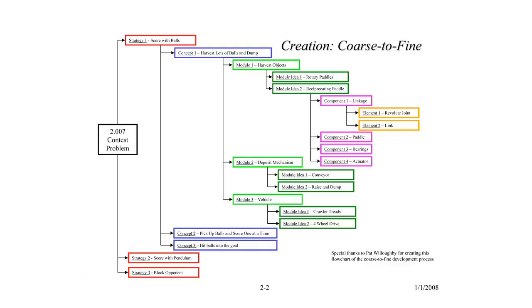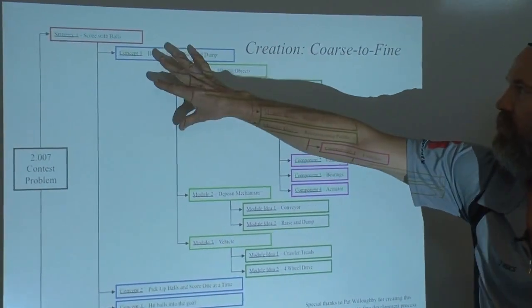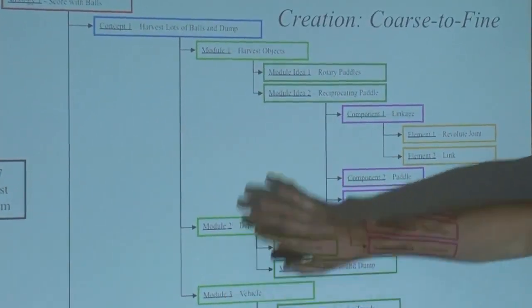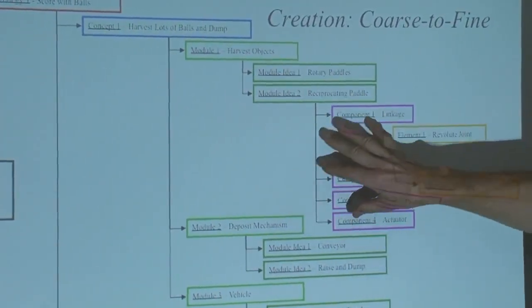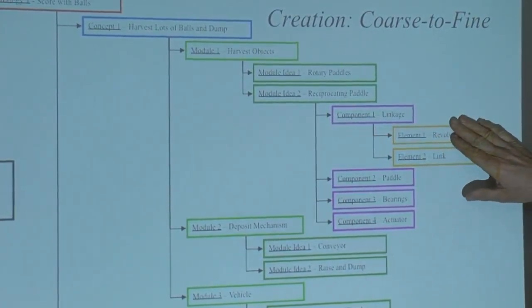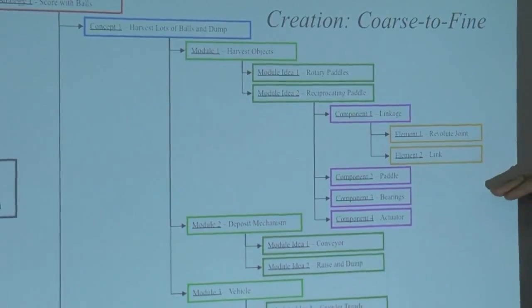And that flow of ideas, where you go from strategies, different concepts, pick a concept, different modules. Each module then will have different components, and then finally the individual elements which you do the part drawings for, or the bill of materials to order things.